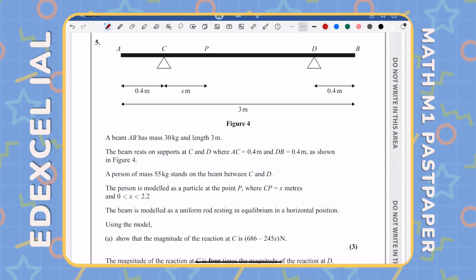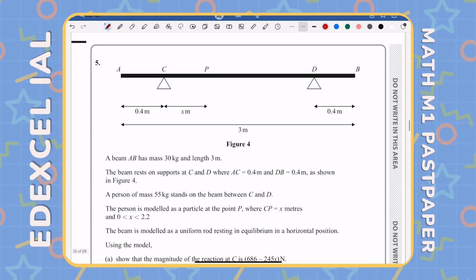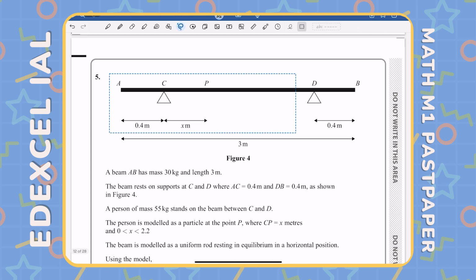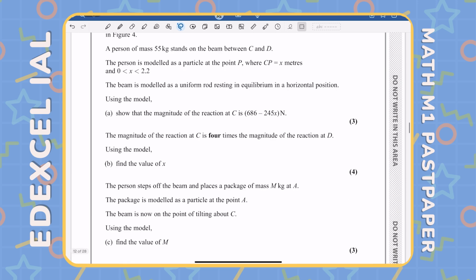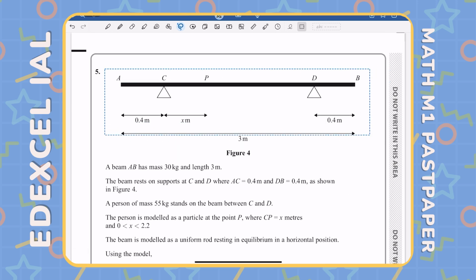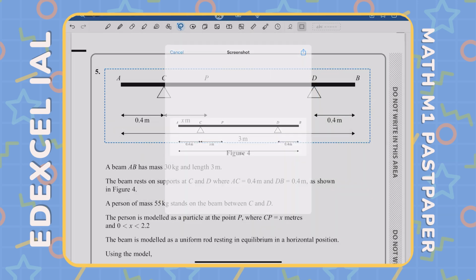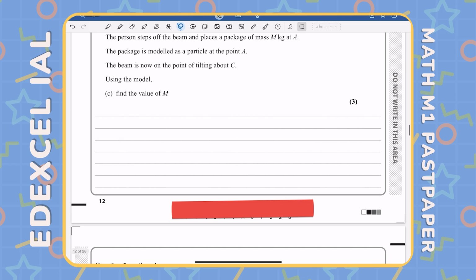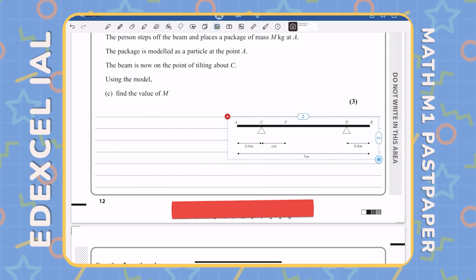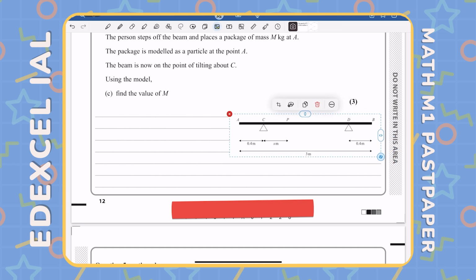Okay, so there's a lot going on in this question. So let's read the question again and try and connect the dots. First of all, we're given the mass of the beam to be equal to 30 kg and the person is standing at P. And also it's in equilibrium. So a good idea would be, because I believe there are multiple parts, yep, there are 3 parts, let's take a picture of this and paste it here. Now it's in equilibrium, according to the question.